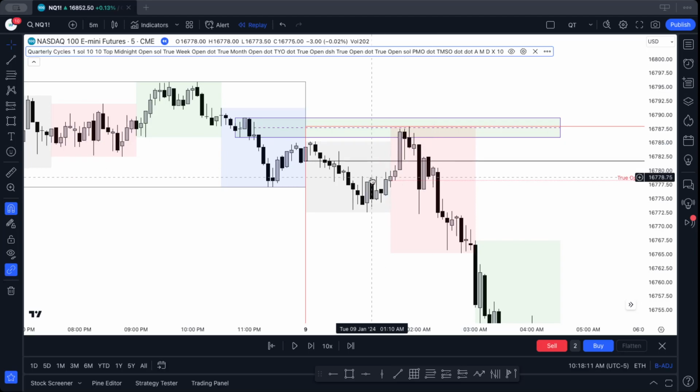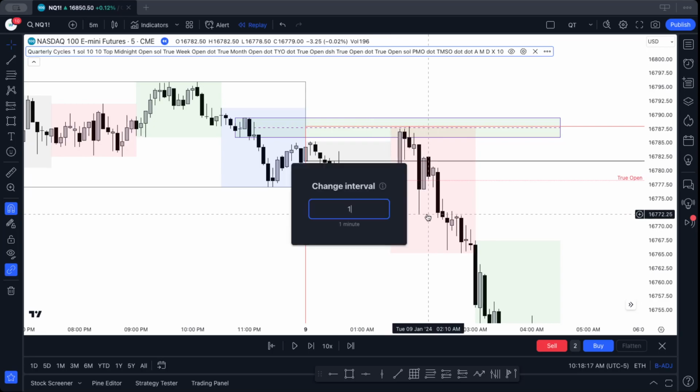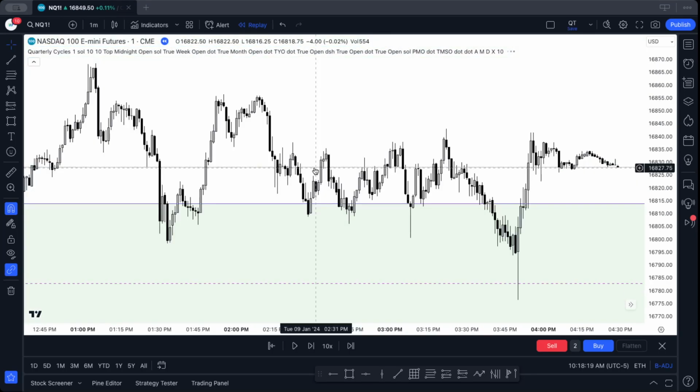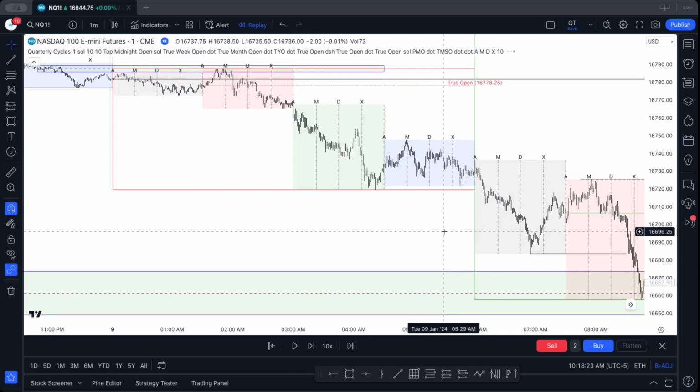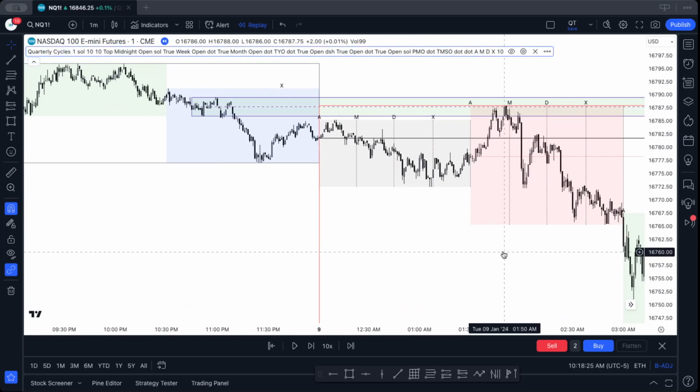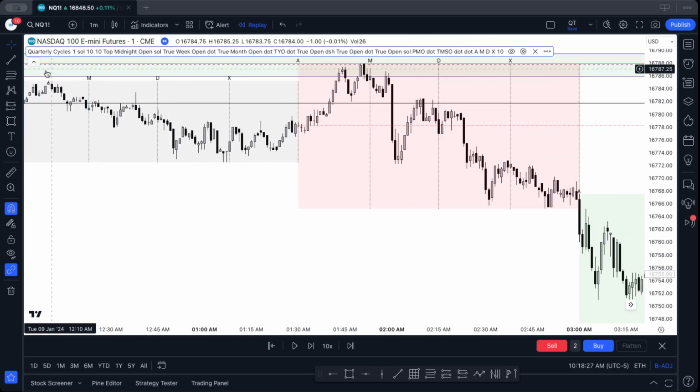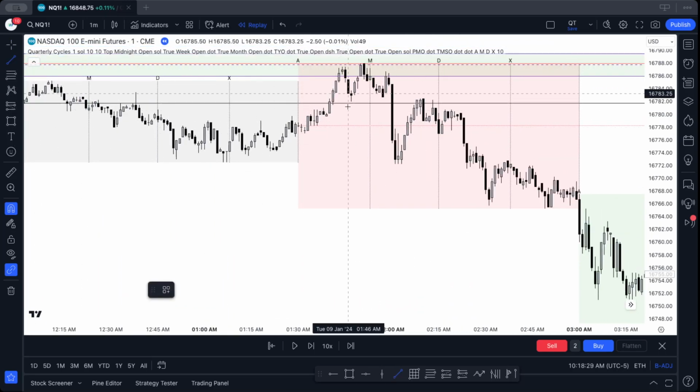And so because we manipulated up, you could have waited for a market structure shift on the 5-minute, but I like to look at an early entry on the lower time frame. So I look on the 1-minute chart. And where is that market structure shift? It is right here.